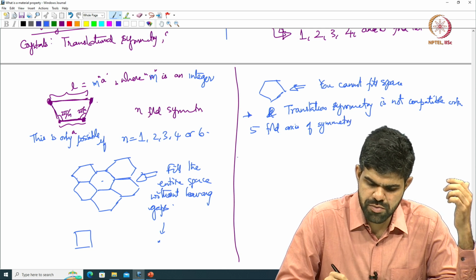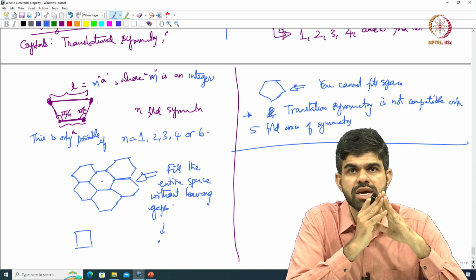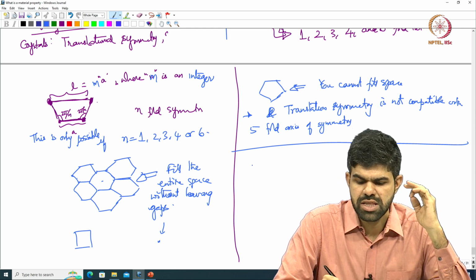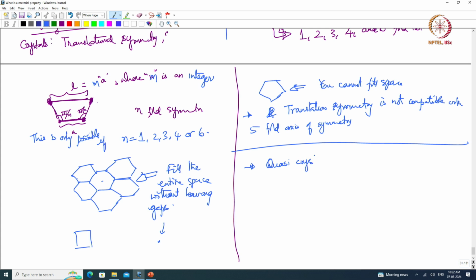And here I have to mention that although it is not compatible, that is why we do not talk about it in conventional crystals, right. There are what are called quasi crystals. So, this is just an additional detail, we are not going to talk about this in this course, but there are what are called quasi crystals in which people have found 5-fold axis of symmetry, or other forbidden axis of symmetry, right.